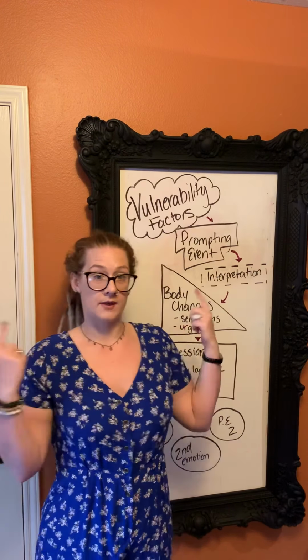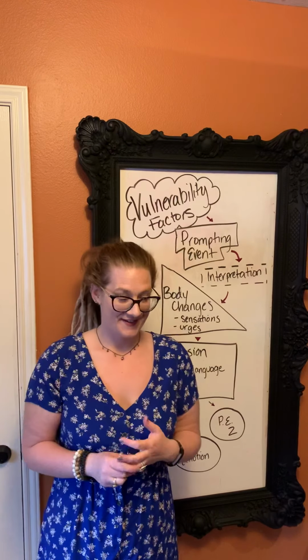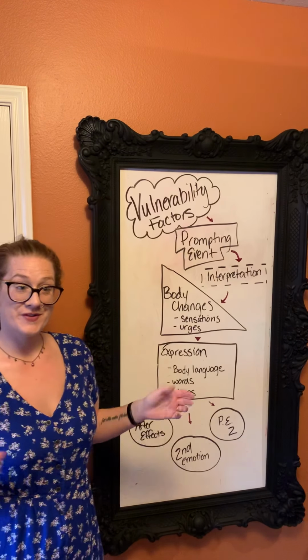External prompting events are things outside of us, anything outside of us. Could be our kids running around our house because they've already been home for 2 weeks.